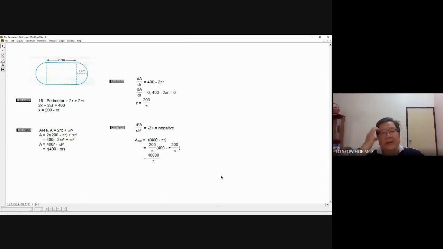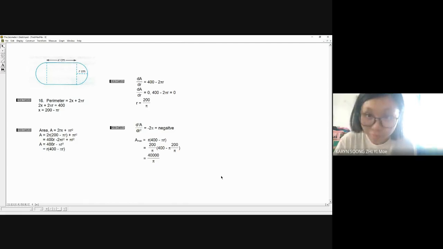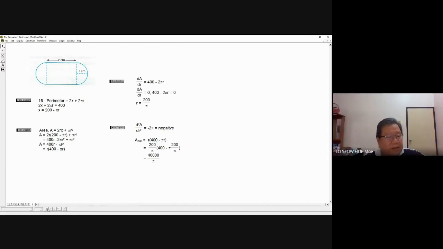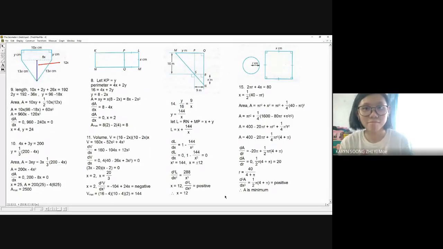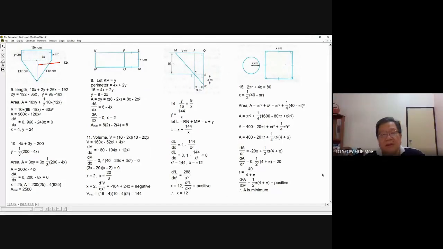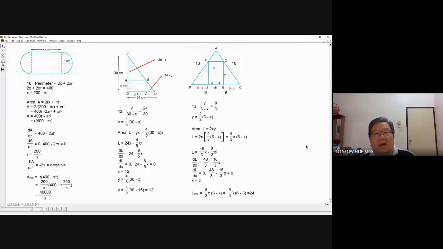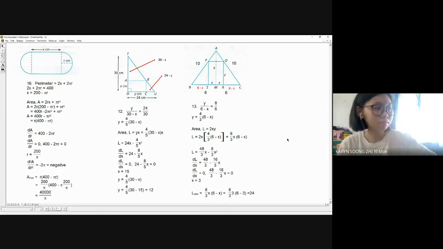Any question on number 16? No? Then this one I show. I show you this, then it will be recorded. This one is enough, so next page. Questions 12 and 13 were not shown earlier, so I give you the answer for 12 and 13.